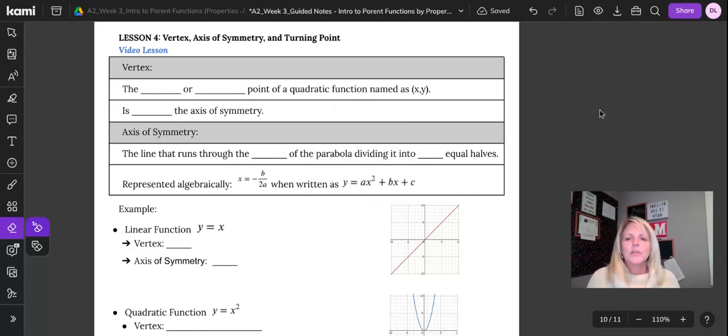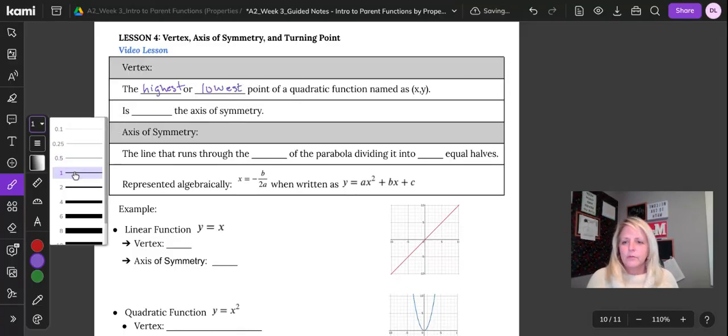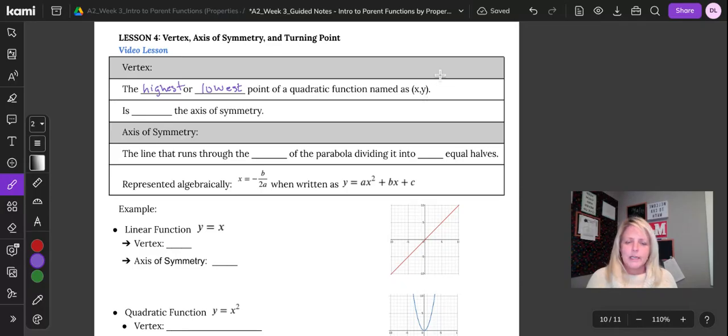In this lesson, we're going to look at the vertex, the axis of symmetry, and the turning point. The vertex is the highest or lowest point of a quadratic function. The vertex is labeled as x comma y, so it's an actual point on the graph. It is also on the axis of symmetry.